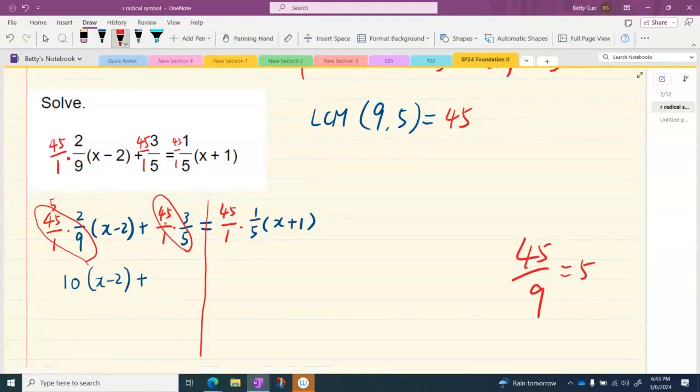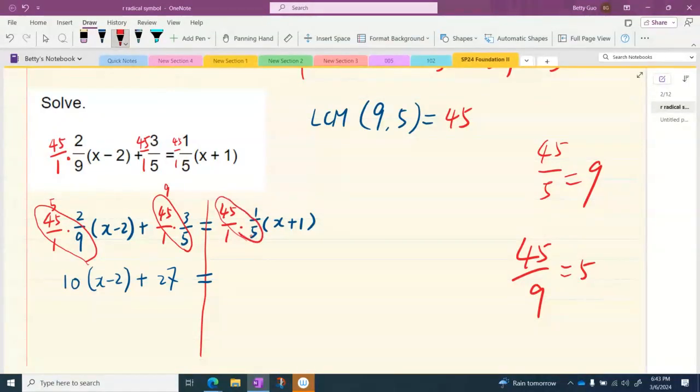Let's look at the second part. See that as a twisted fraction. 45 over 5 is 9, right? And we're going to have a 9 here. We still have a 3 on the top, the blue 3. 9 times 3 is 27. On the right side, 45 over 5 is 9. So we have a 9 here. 9 times 1 is still 9. So 9 times parentheses x plus 1.